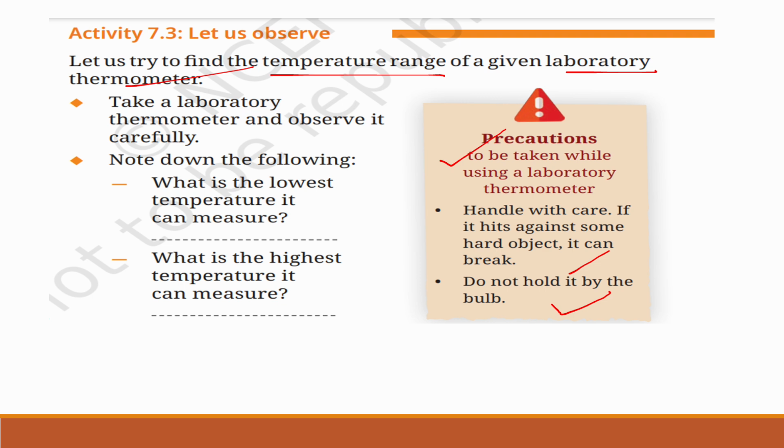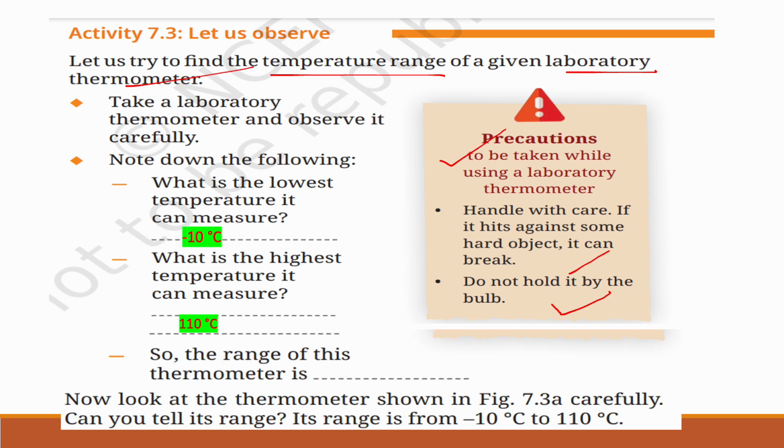Note down the following. What is the lowest temperature it can measure? It is minus 10 degrees Celsius. What is the highest temperature it can measure? It is 110 degrees Celsius. So, the range of this thermometer is minus 10 degrees Celsius to 110 degrees Celsius.